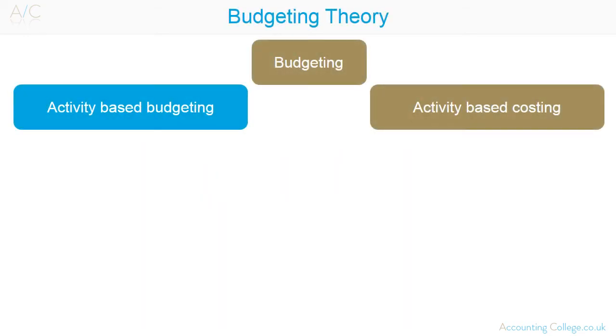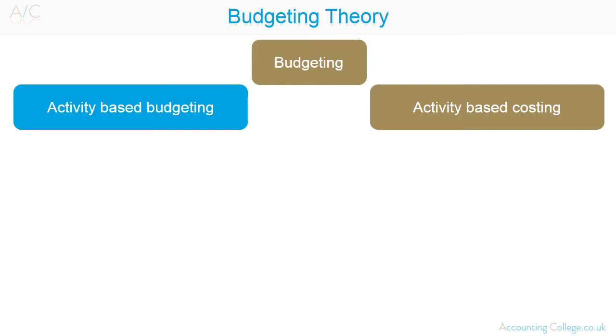Activity-based budgeting follows the practice of activity-based costing. Before explaining activity-based budgeting, let's have a quick run-through of activity-based costing. Activity-based costing is used as an alternative to absorption costing. Its aim is to calculate the full production cost of a unit.